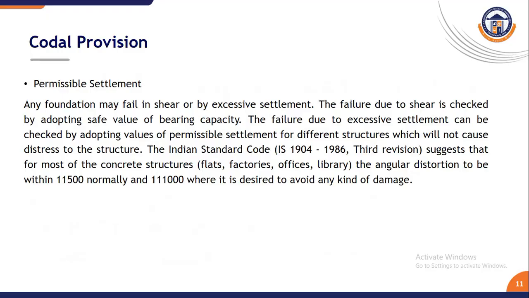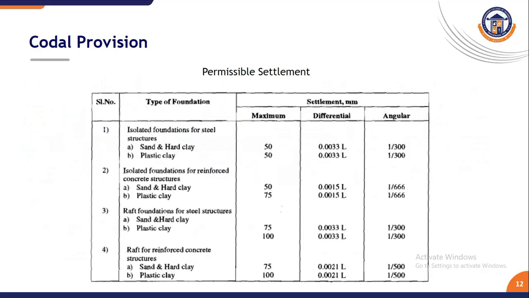The next one is permissible settlement in the codal provision. The same Indian Standard Code, IS 1904 1986 third revision, suggests that for most concrete structures, the angular distortion should be within 1/500 normally and 1/1000 where it is desired to avoid any kind of damage. This value is suggested. Here is a simple example for permissible settlement in the codal provision.